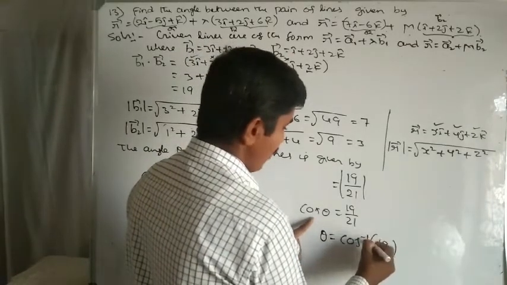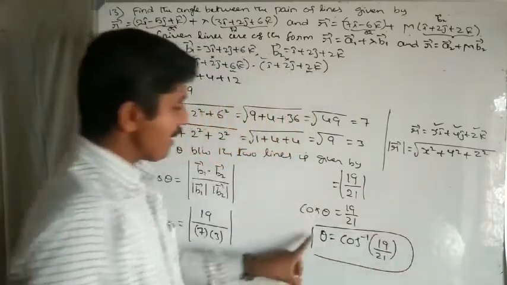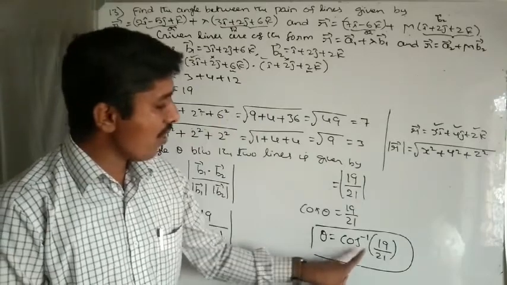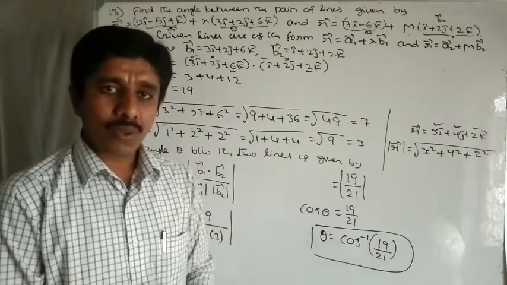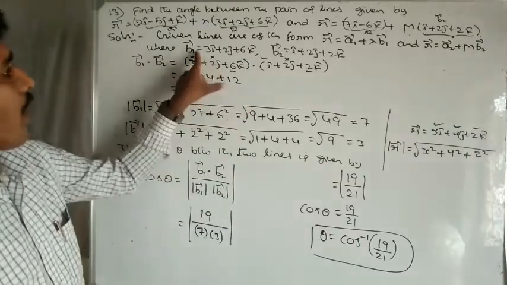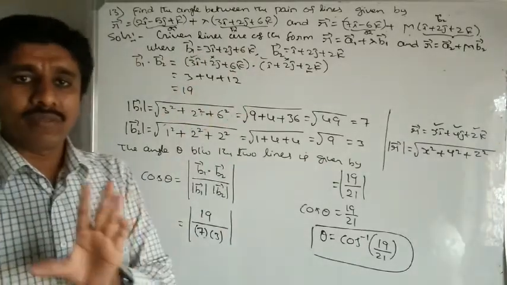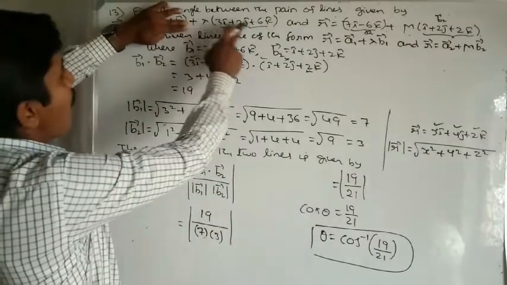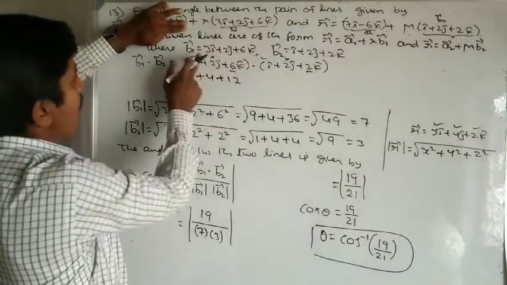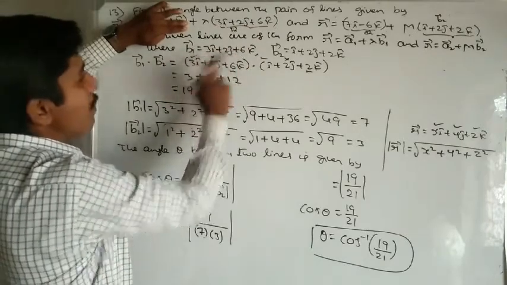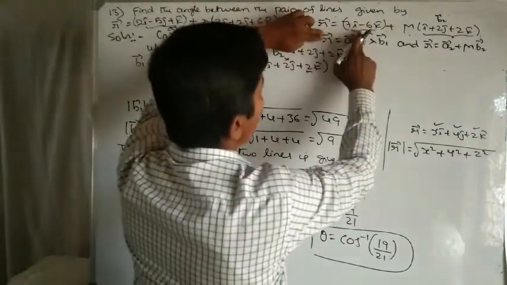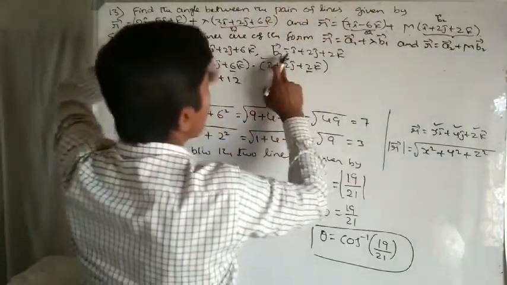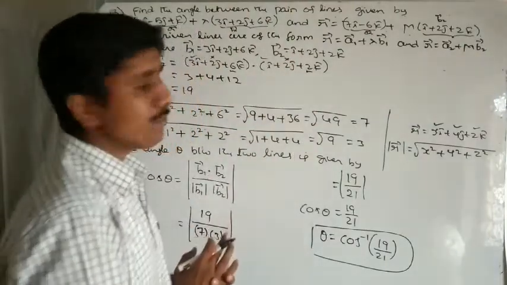What is the angle between two lines? If theta is the angle between two lines, theta is equal to cos inverse of 19 by 21. Got it? So here write only vector b1 and vector b2. Here we don't need vector a1 and vector a2. See, vector a1 plus lambda vector b1, lambda coefficient is vector b1. Take vector b1. This is 3i plus 2j plus 6k. Vector r equal to vector a2 plus mu vector b2, mu coefficient is vector b2, equal to i plus 2j plus 2k.